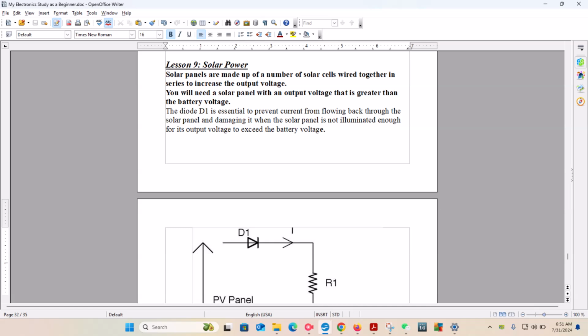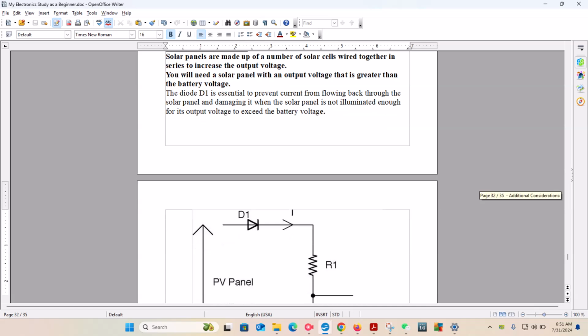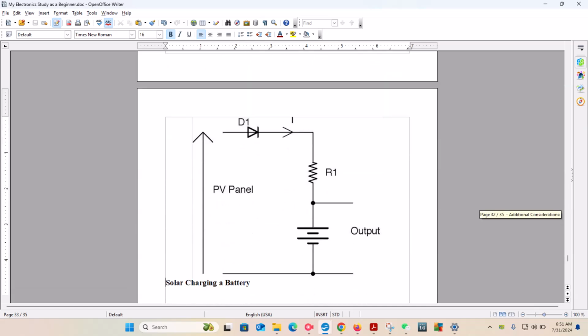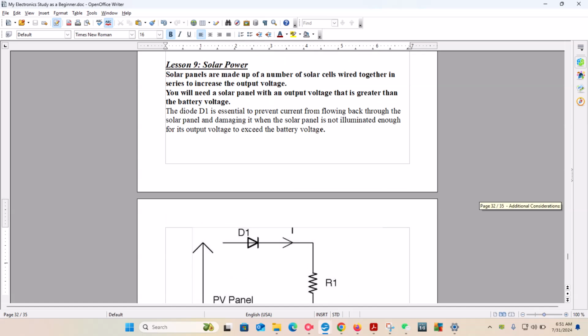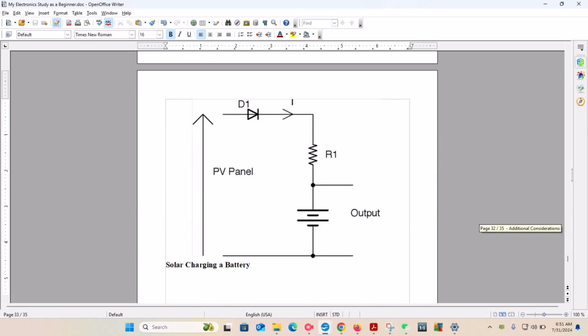Now, solar panels are made up of a number of solar cells wired together in series to increase the output voltage. You'll need a solar panel with an output voltage that is greater than the battery voltage. The diode D1, as you can see in the diagram here, is essential to prevent current from flowing back through the solar panel and damaging it when the solar panel is not illuminated enough for its output voltage to exceed the battery voltage.